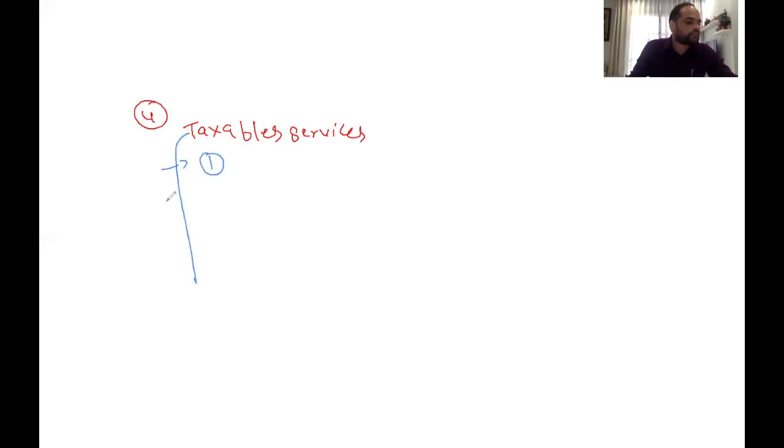Now move on to taxable services. So this is number four. In taxable services, the first one is a Vietnamese company providing services to another Vietnamese company. If this is the case, you have to pay tax, right?